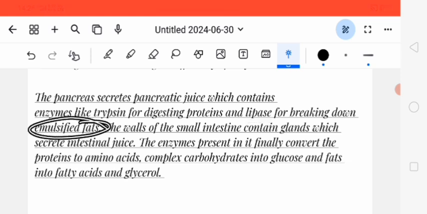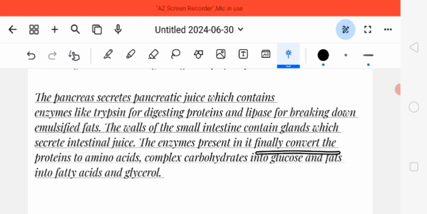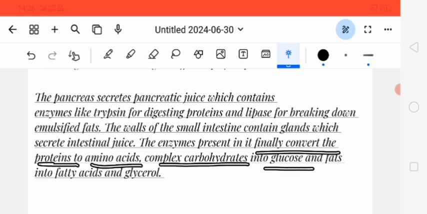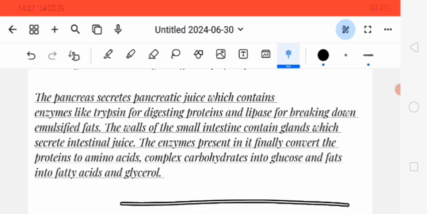emulsified fats, and the walls of the small intestine contain the glands which secrete the intestinal juice. This will finally convert proteins into amino acid, complex carbohydrates into glucose, and fats into fatty acid and glycerol. The same thing. And also one thing you remember, in the small intestine there are small, small villi.